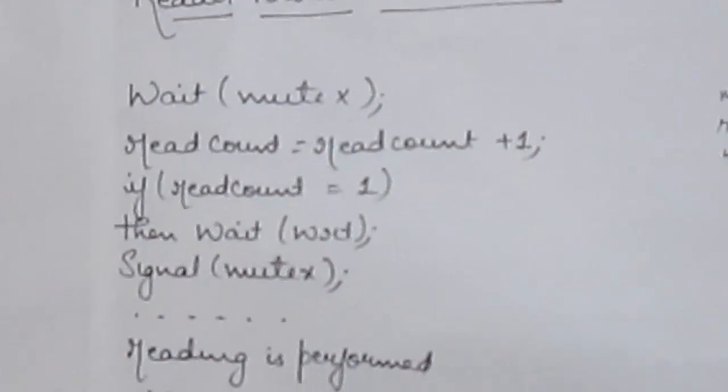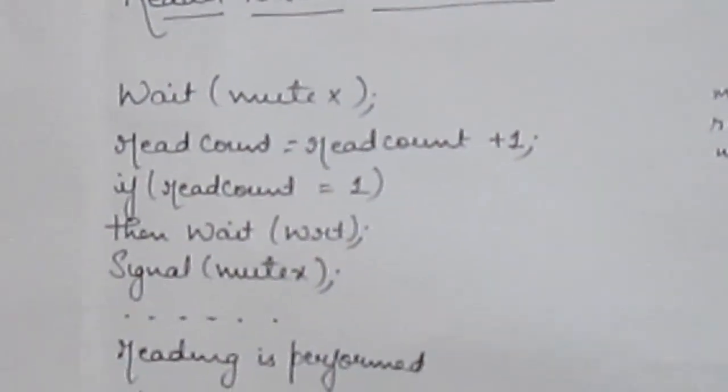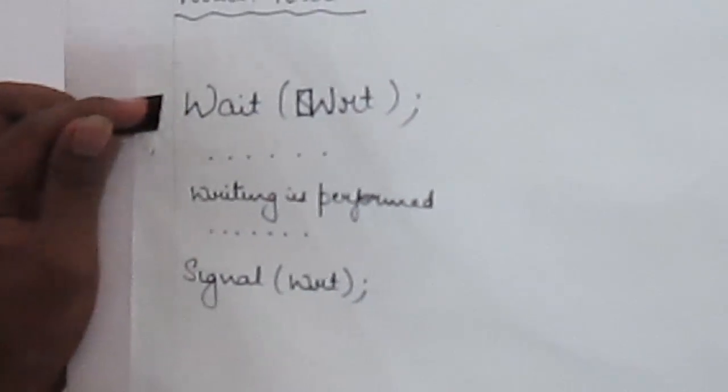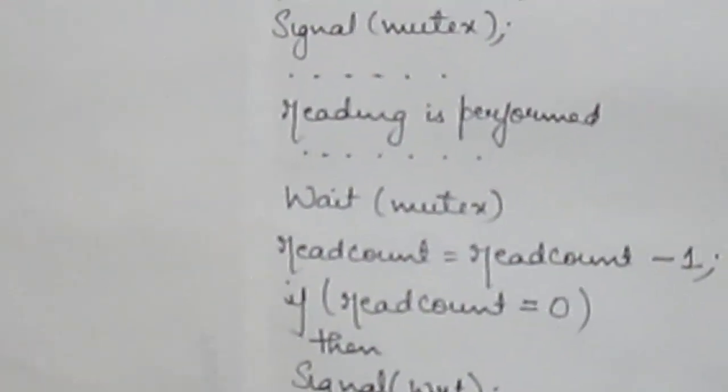So in this way, readers are simply arriving and performing their task, whereas the writer is simply waiting in its critical section, in the loop. It is simply looping. Now this condition is called starvation. So to solve this problem, what we can do is modify this code.